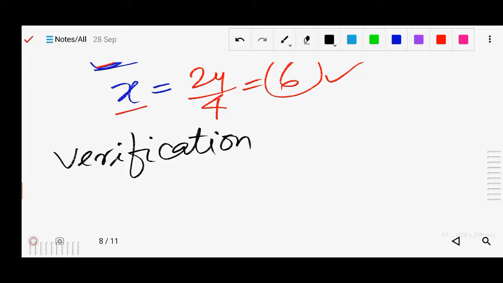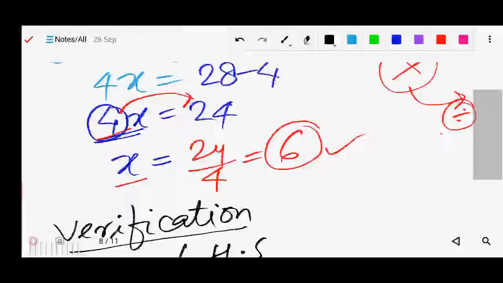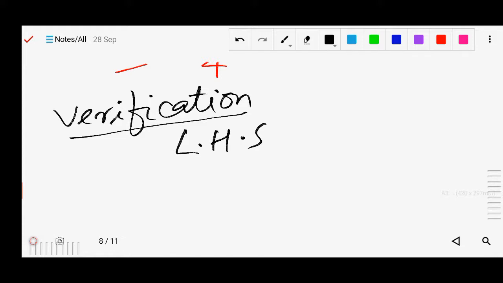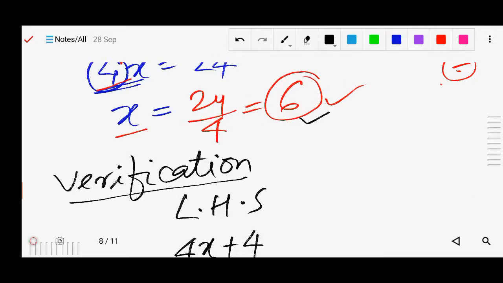Okay, so for the verification, first of all we find the left hand side. In the left hand side of this equation, we have 4x plus 4. 4x means 4 into x. So what is the value of x we got? Here we got the value of x is 6.